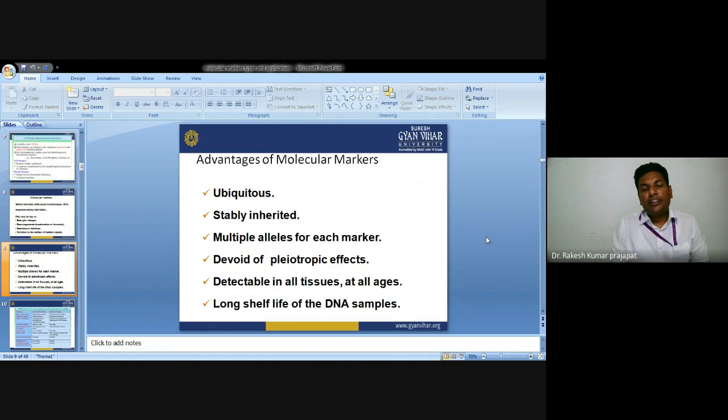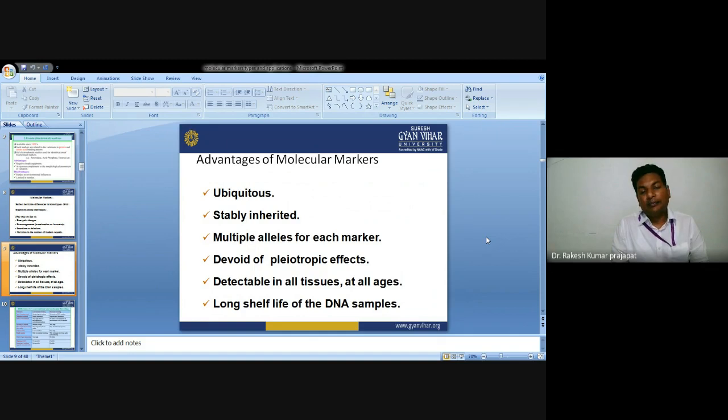If we talk about the advantages of molecular markers, they are ubiquitously present. Ubiquitously means they are present throughout the genome, in ample amount. Nowadays we are identifying a lot of molecular markers because of the sequencing data. As a particular crop gets sequenced, we can identify particular sequences and use them as molecular markers. So they are ubiquitously present throughout the genome.